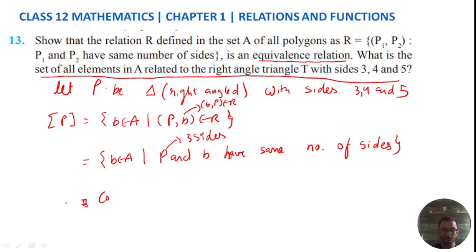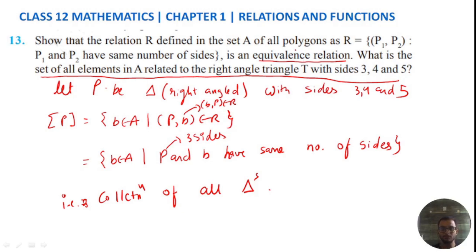I can write it as the collection of all triangles. Right, you got it, right? What does this set mean? The set of all elements in A related to P. Here whether it is a right angle triangle doesn't matter, even the length of the sides doesn't matter, because we only want how many sides there are. So there are 3 sides. So which elements will be related to P? All the polygons which have 3 sides, that is, all the triangles. So we are done with this question, right?